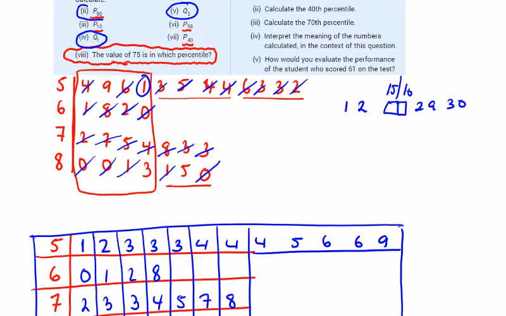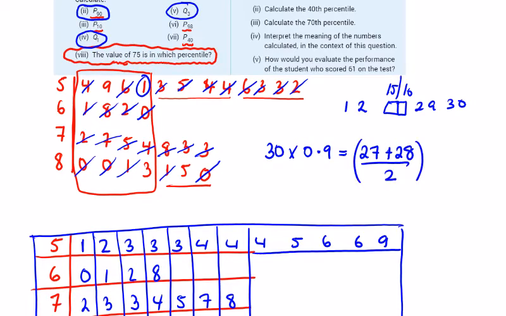I'll start with P90. If we're asked for the 90th percentile, imagine what's in the top 10%. So we've 30 students. If we multiply 30 by 0.9, we get 27. Because 27 is a whole number, we take the 27th and the 28th value and divide by 2. So this is how we do percentiles.